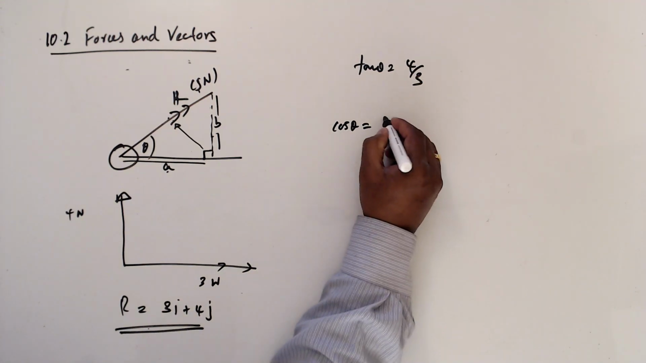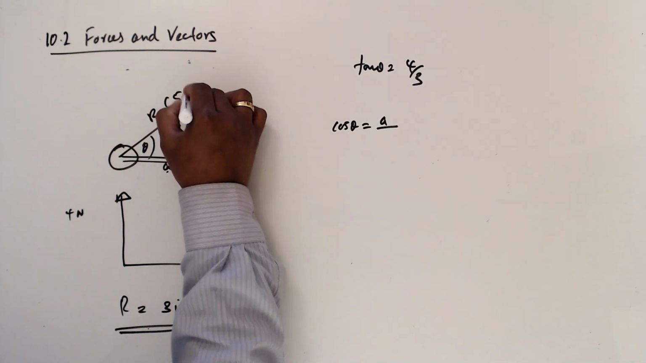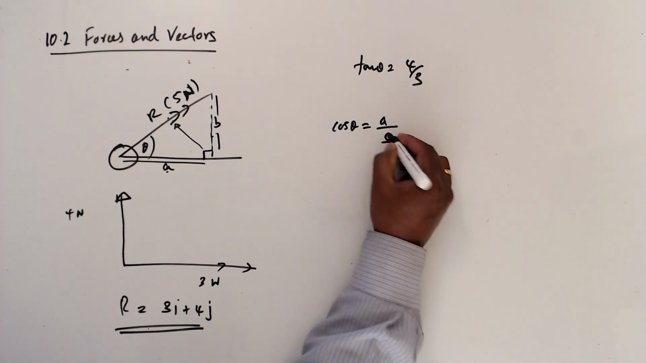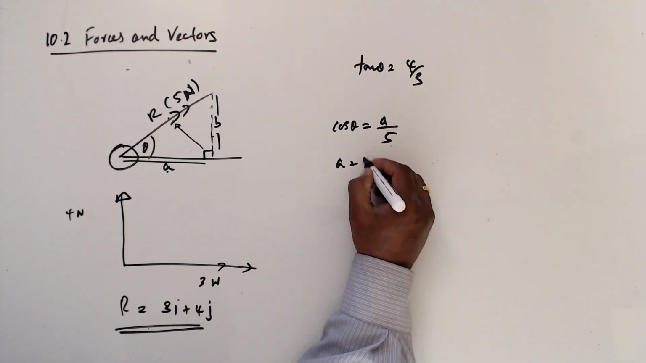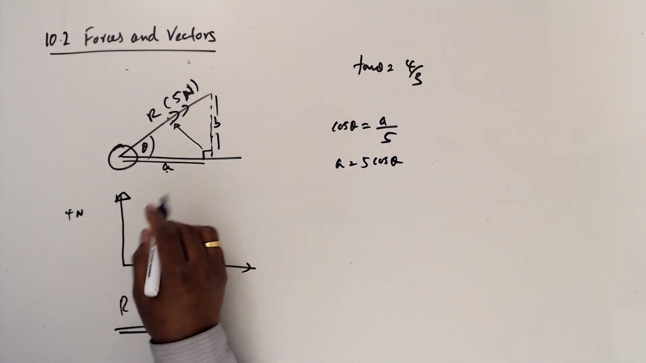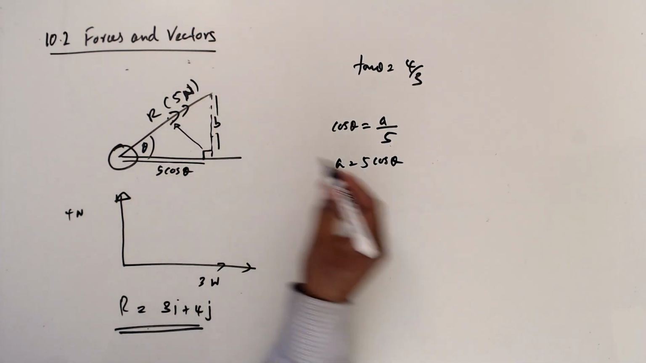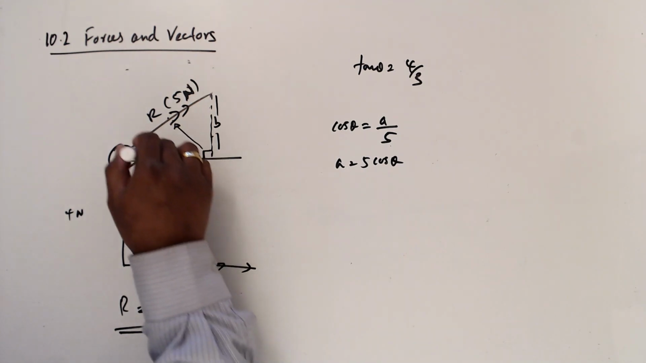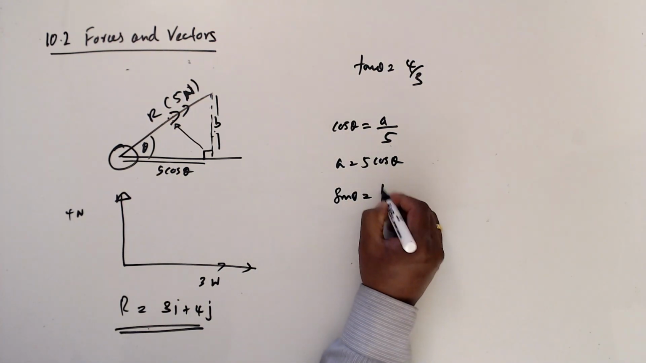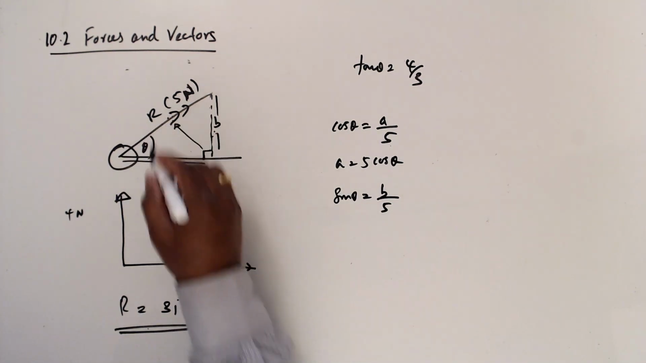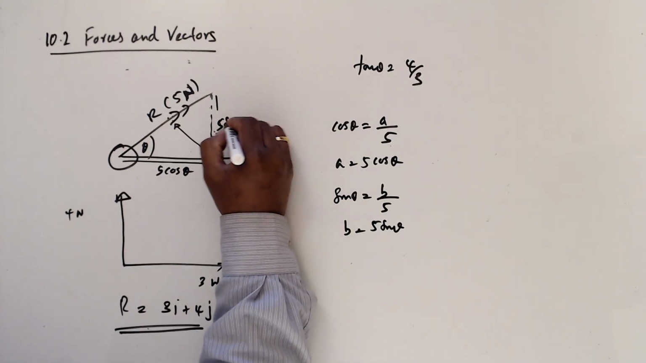So cos theta equals A divided by R, or 5 Newton. You can write anything, so I'll write the R value 5. Now A is 5 cos theta. Same for B: when you stand up here, you can see this is opposite and hypotenuse, so that is sine theta. Sine theta is B over 5, so B equals 5 sine theta.